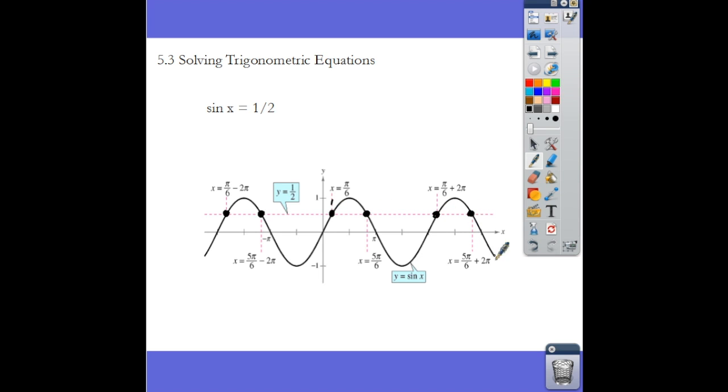If you continue the graph of sine of x off to infinity on either side, you'll see that it hits the line y equals 1/2 infinitely many times. So therefore, there are infinitely many solutions.